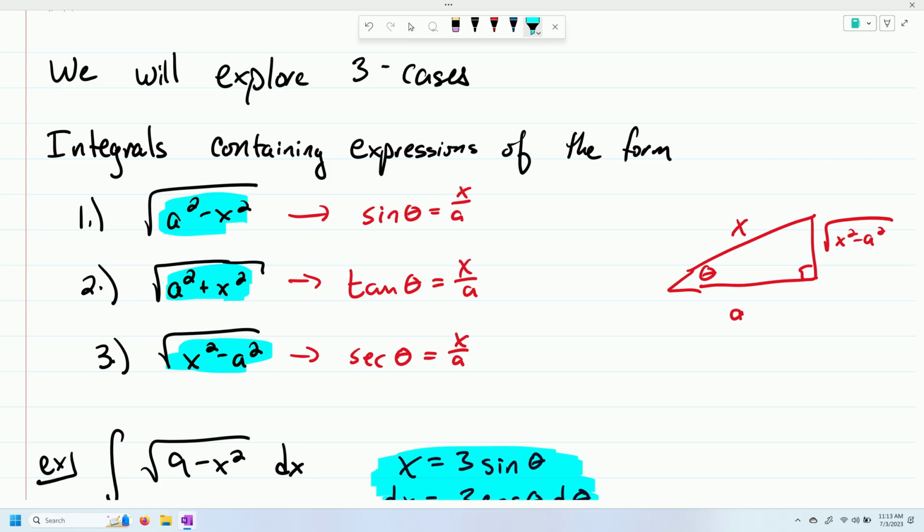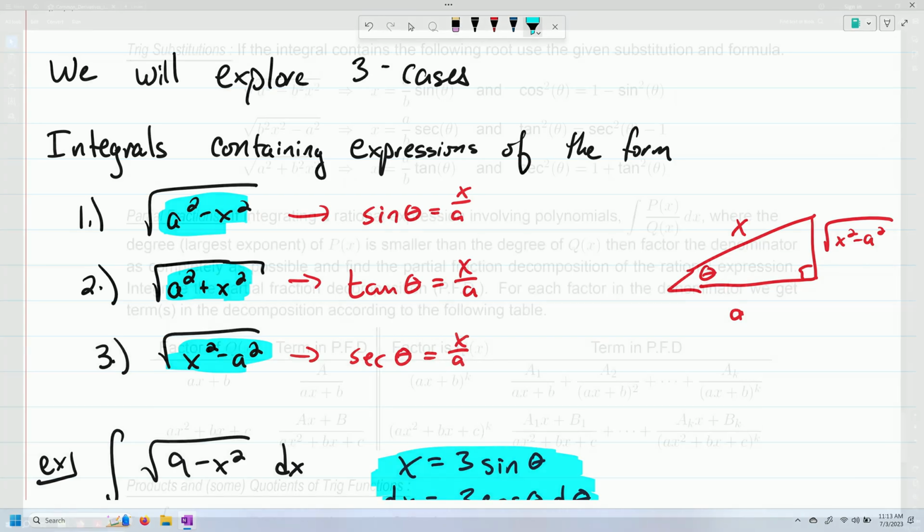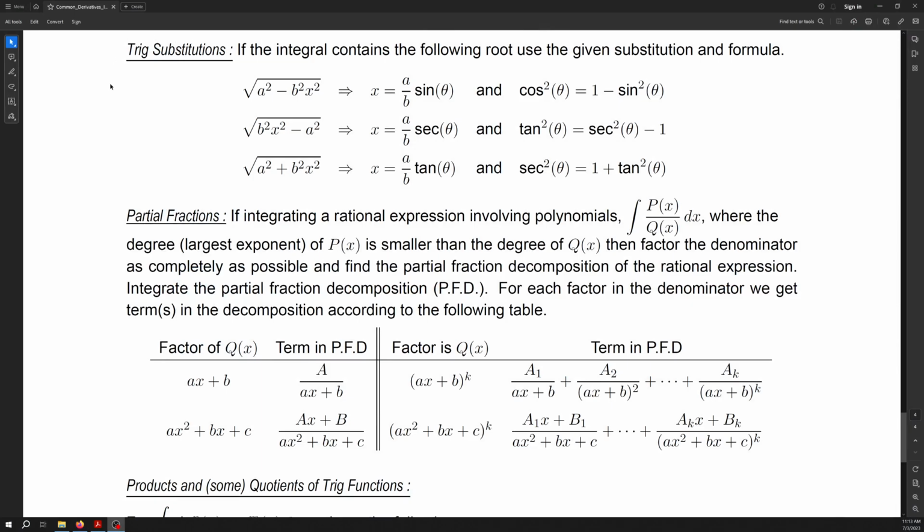Now, all these formulas can be found in your cheat sheet. So let me show you that. And here they are right here. Trigonometric substitution. If the integral contains the following root, it gives the substitution formula, and this just tells you exactly what to do. The square root of a squared minus b squared times x squared, you're going to rewrite as x equals a over b sine theta, and cosine squared theta equals 1 minus sine squared theta. This is the exact one I just did, okay?